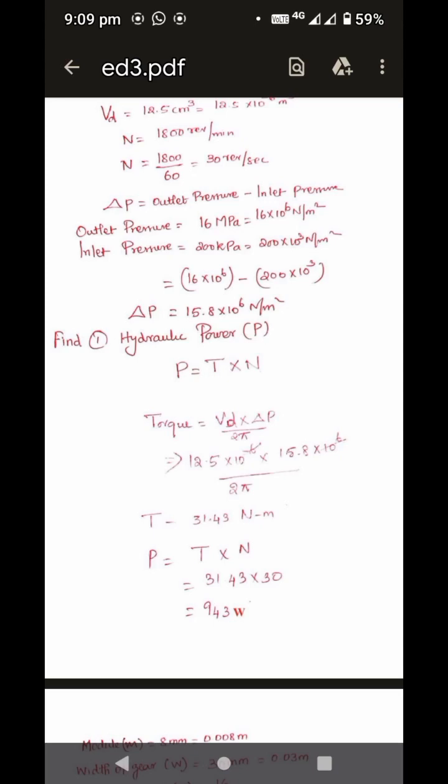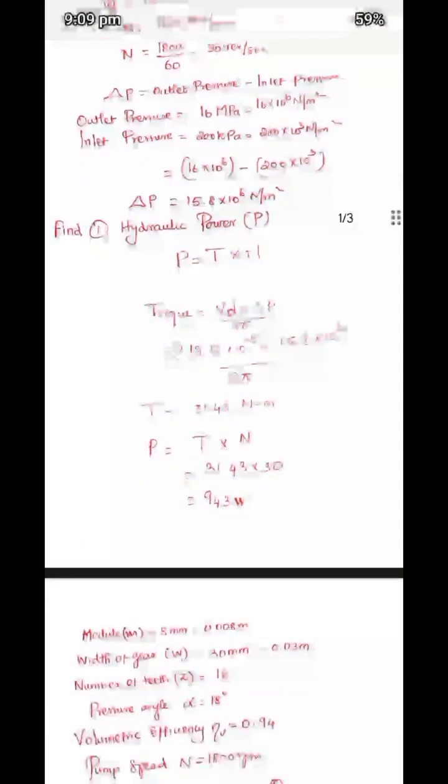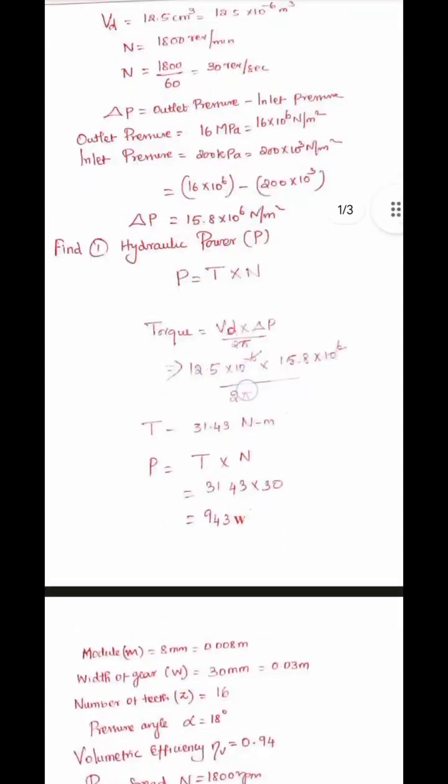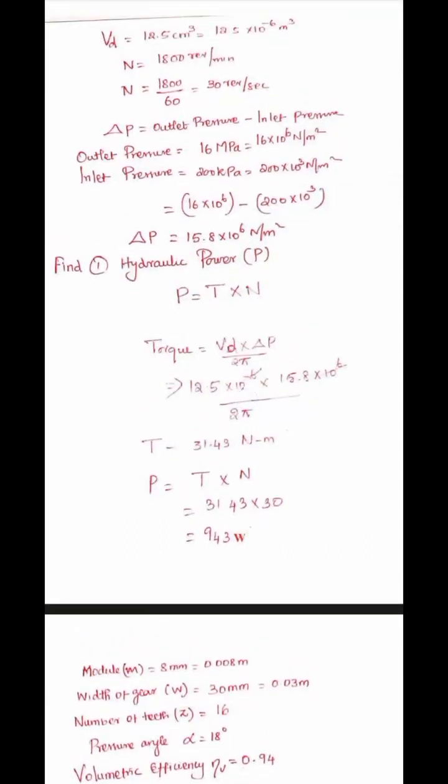So we have to find out first hydraulic power and then torque. In the case of hydraulic power, the formula is torque into speed. So initially we have to find out the torque value. The formula for torque is equal to volume into delta P by 2 pi. We apply the values and then we got the answer. T is equal to 31.43.